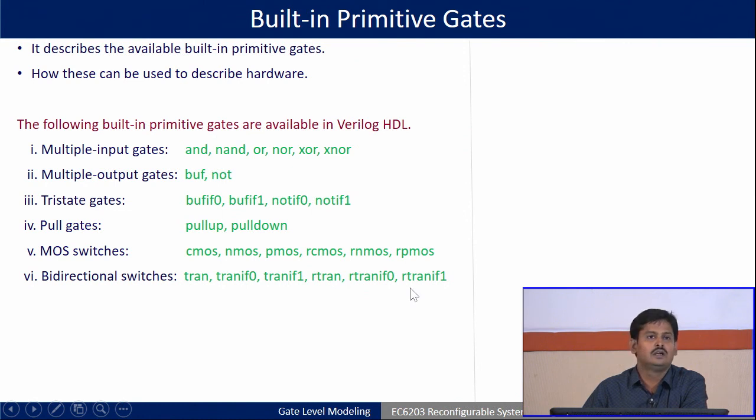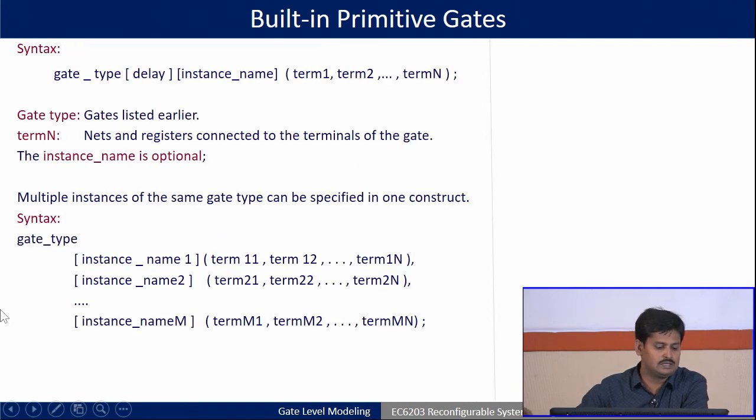Where NMOS and PMOS are unidirectional, going from left to right, bidirectional switches go in both directions. That means the data will travel either from input to output or from output to input. These are the standard gates available, and we will see them in detail. These are easy modules to understand, and also to memorize.